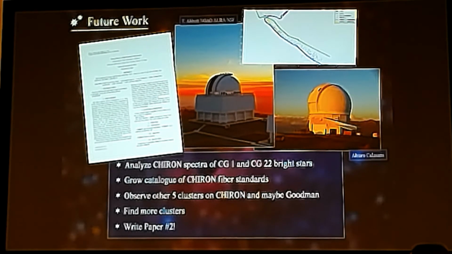Okay, then the next plan after that is we want to observe all of them with Chiron if we can, but some of them are a little more faint, so we're going to probably try to move up to Goodman. We're going to try to propose to Goodman, that's a 4-meter telescope, and see what we can see with that. And then maybe I'll find some more.